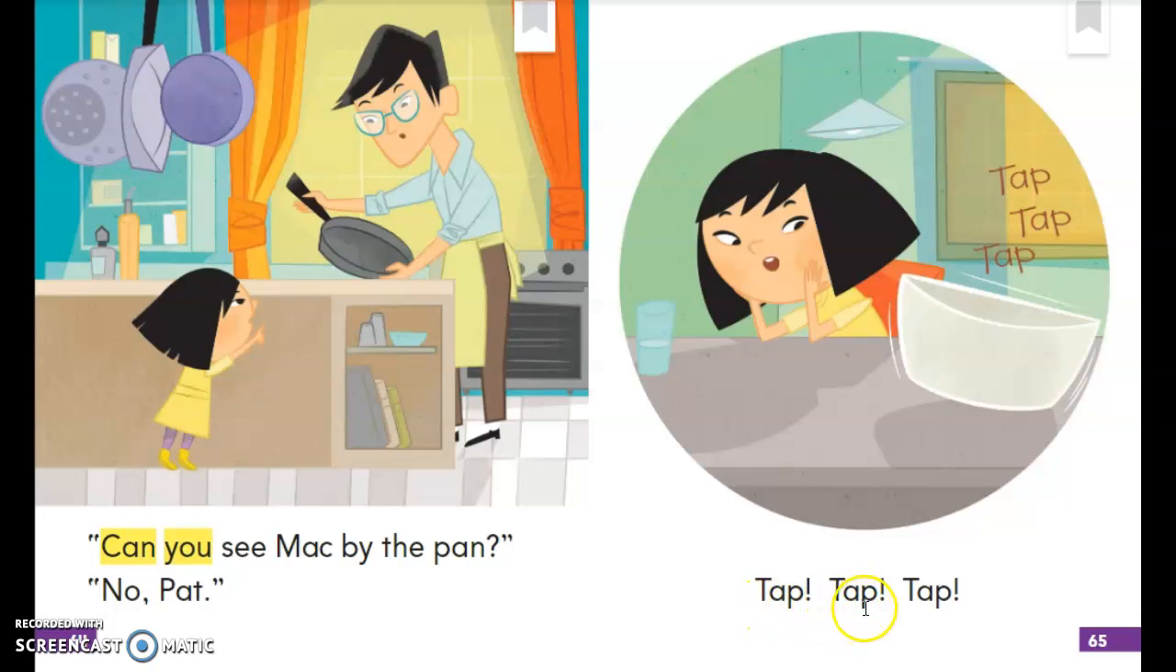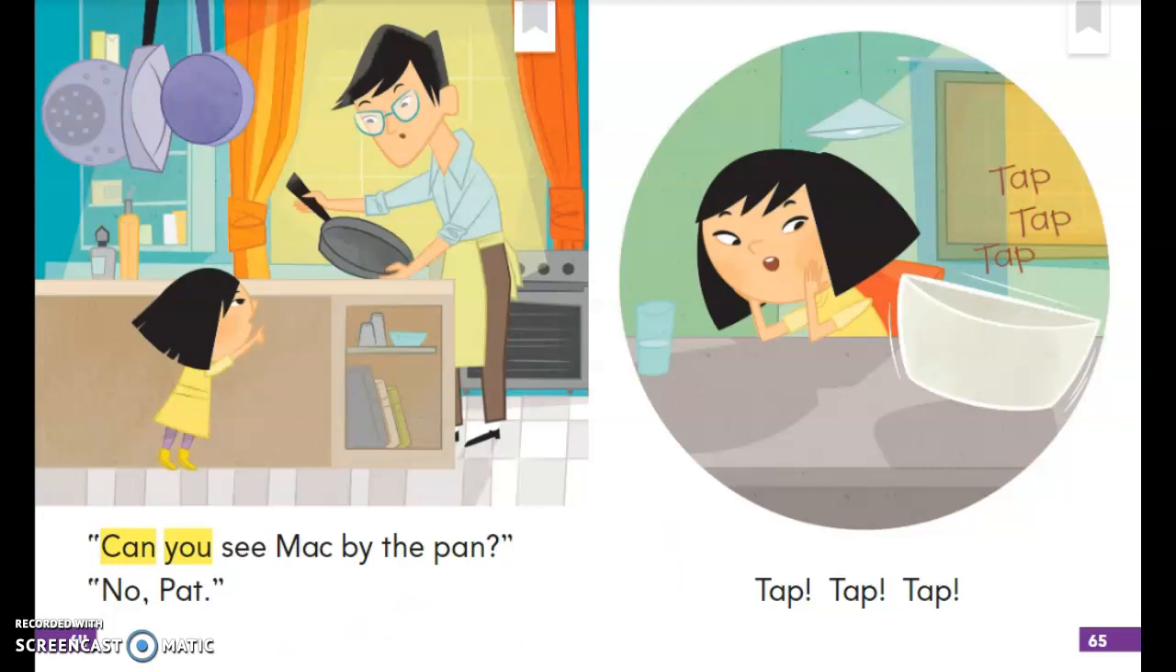And this one looks exactly the same, and that one looks the same. So all three words say what? Yes, tap. I even see the words in the picture. Do you see the words in the picture? Point to them for me. Tap, tap, tap. Okay, let's read. Tap, tap, tap. So what does Pat hear? A noise, yes. She hears a tap noise by what? It looks like a bowl. Yeah, let's find out. Let's keep reading and find out what happens next.